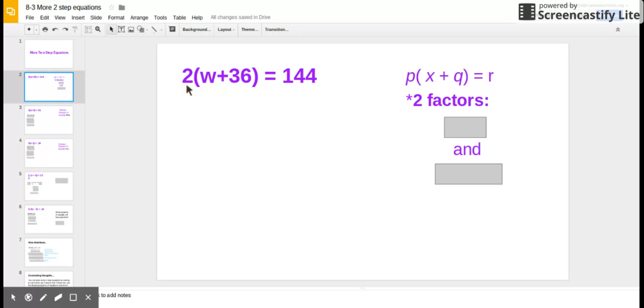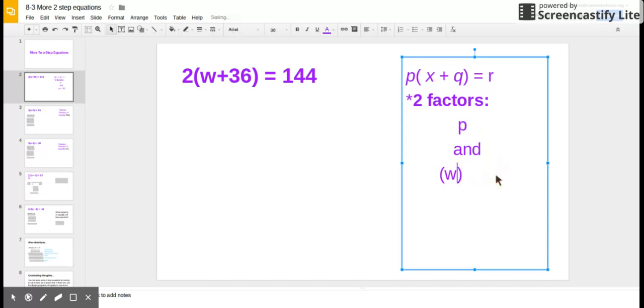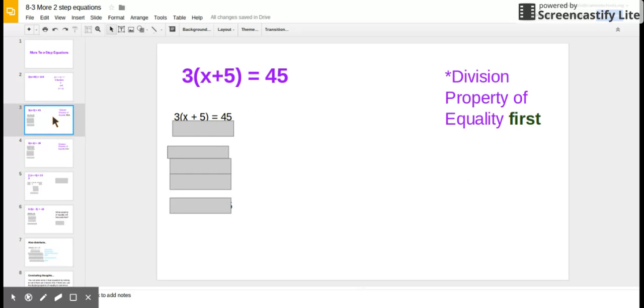Because you're multiplying the two factors, first you can actually end up dividing by the 2. So let's take another look. Our two factors here, in this example, are p and x plus q. So whenever you have a problem that's set up like this, or like this, you need to realize that there are two factors. So here's an example of a problem like that.